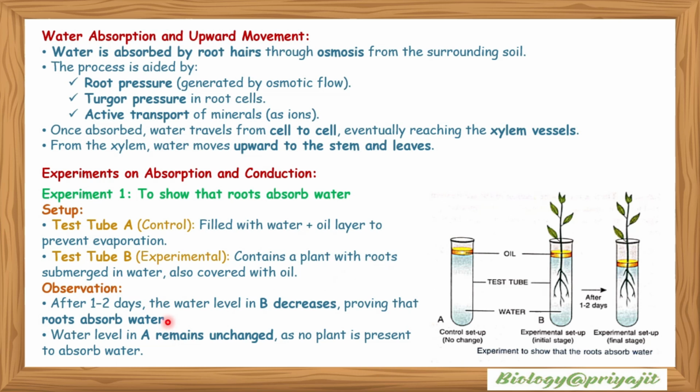Observation: after 1 to 2 days, the water level in B decreases, proving that roots absorb water. The water level in A remains unchanged as no plant is present to absorb water. The image shows that roots absorb the water.